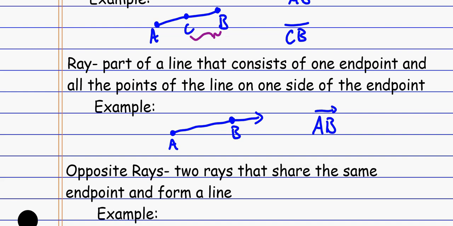It starts at A and it goes towards B. I cannot say BA and draw the ray symbol this way, because that's indicating that it stops at B and goes forever towards A, and that's not what I have here, okay? So make sure that with rays, you're being very meticulous about the order that you write those things, okay?